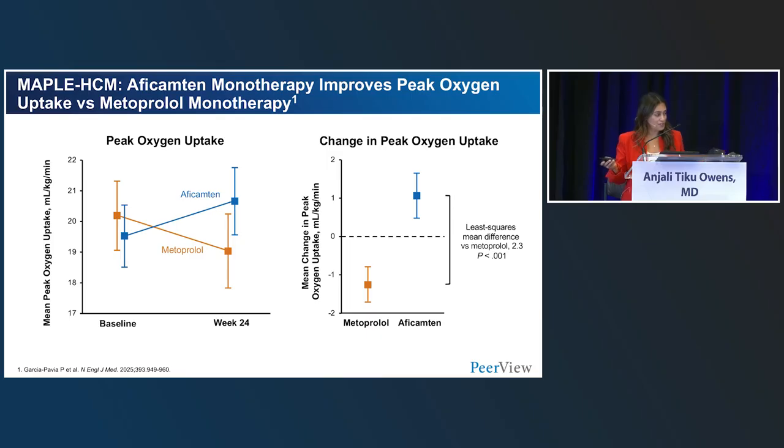And I'm at a heart failure conference, so I don't need to explain to heart failure doctors that beta blockers can reduce your peak VO2. This was not yet studied in an obstructive HCM population, and now we have the data to show that. In the aficamten group, you can see a nice rise in peak VO2 by about 1 mL per kg per minute, and about 1 mL per kg per minute that went down in the metoprolol, leaving a least squared mean difference of about 2 with a very significant p-value.